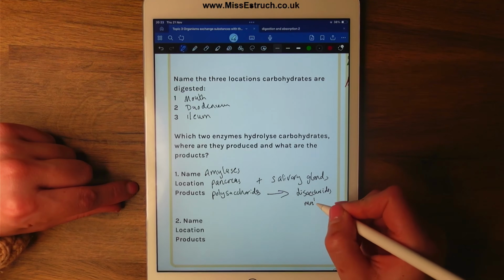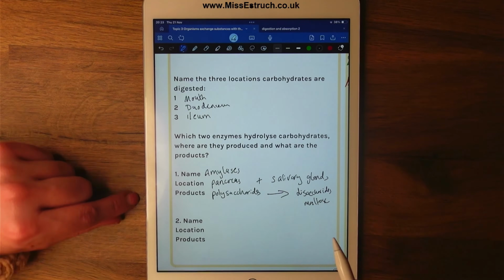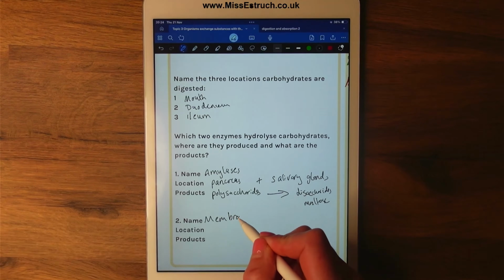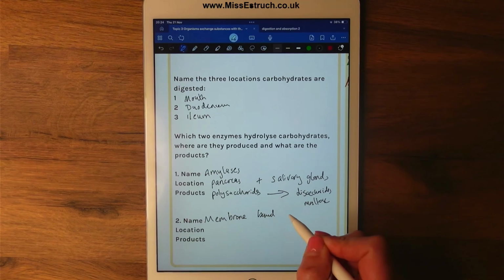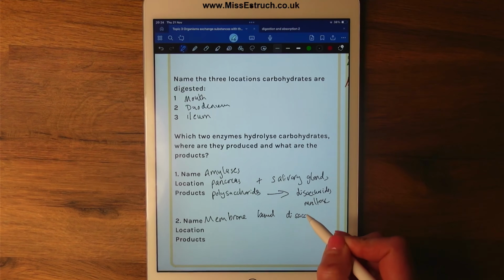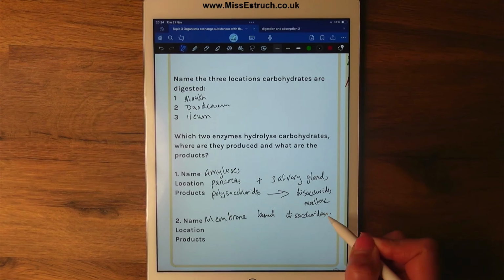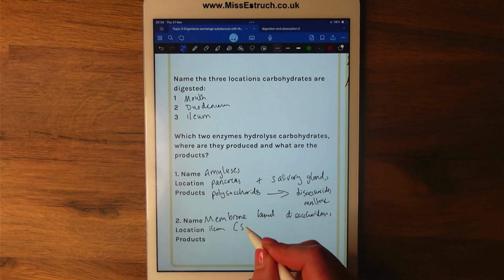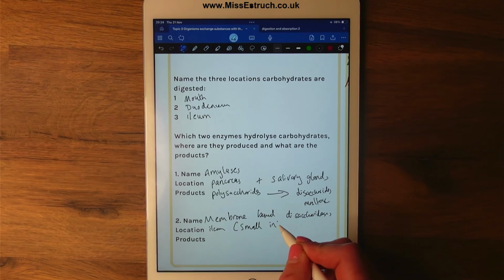So for example, maltose. So then here, this would be our membrane-bound disaccharidases. These are in the ileum, I'm just going to say small intestines as well, just to cover that.